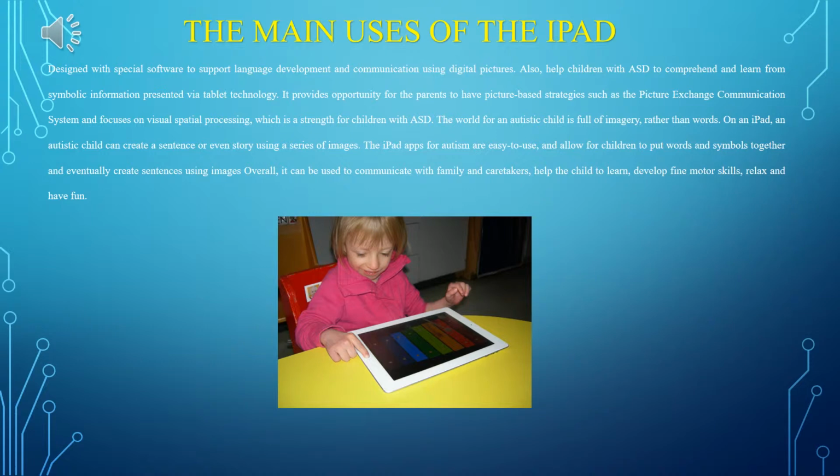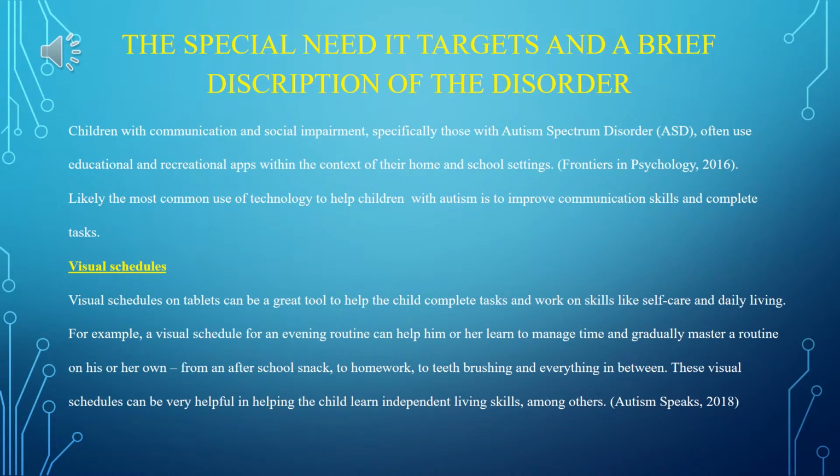The world for an autistic child is full of imagery rather than words. On an iPad, an autistic child can create a sentence or even a story using a series of images. The iPad apps for autism are easy to use and allow children to put words and symbols together and eventually create sentences using images. Overall, it can be used to communicate with family and caretakers, help the child to learn, develop fine motor skills, relax, and have fun. The special need it targets, and a brief description of the disorder.